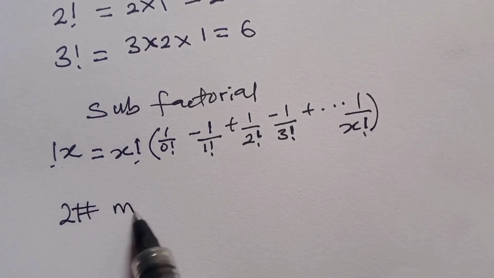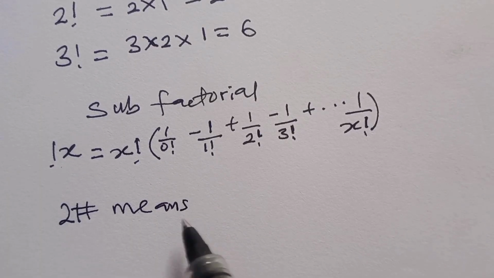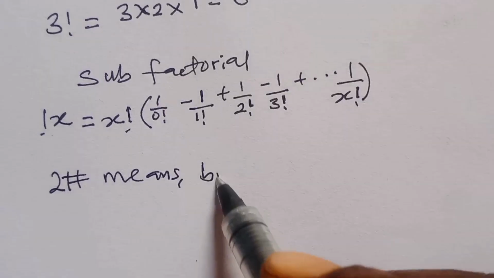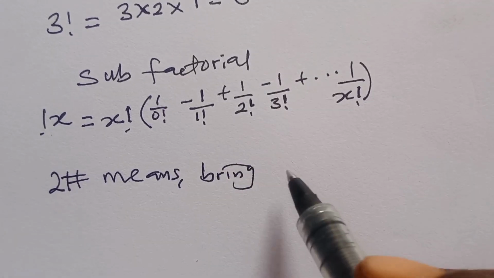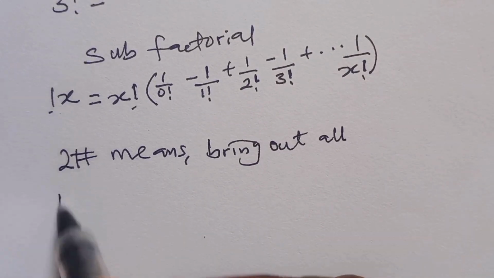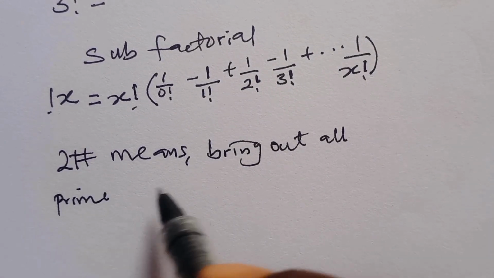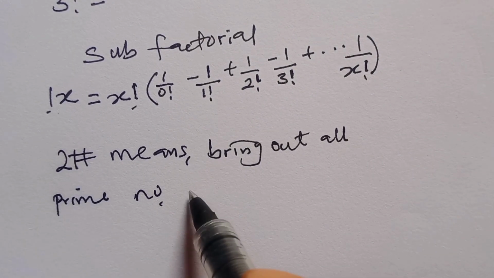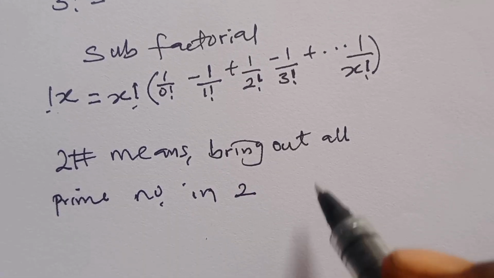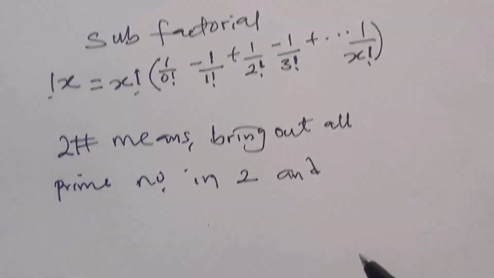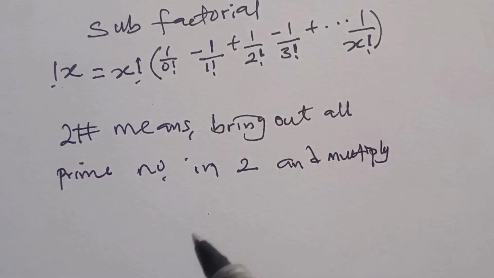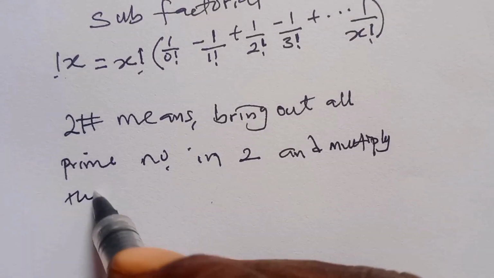And let me give you an example as well. 2 primorial simply means you will bring out all prime numbers in 2 and multiply them together. That is what 2 primorial means. That is, if you have 10 primorial, you will need to look for all the prime numbers from 1 to 10 inclusive, and you will multiply them together.